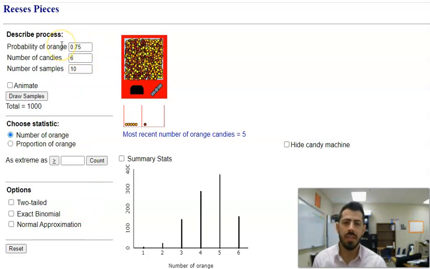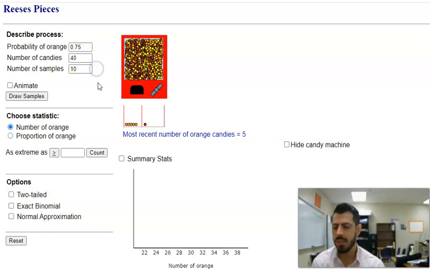So if 75% of them are orange, in order for us to get at least 10 orange candies and 10 non-orange candies, our sample size has to be 40. If we increase our sample size to 40, then 75% orange would be 30, and 25% not orange would be 10. So we have at least 10 successes and 10 failures.